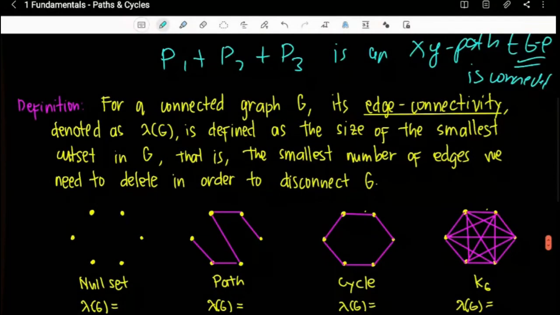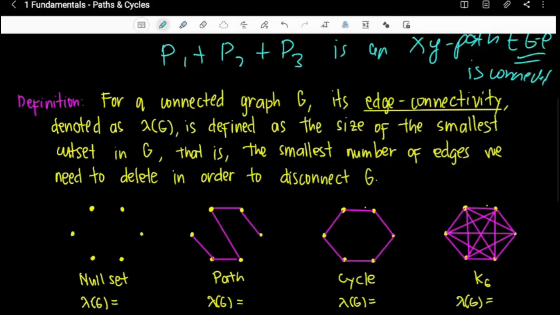Okay. So for a connected graph G, its edge connectivity denoted as lambda G is defined as the size of the smallest cut set in G. That is the smallest number of edges we need to delete in order to disconnect G. Okay. So, edge connectivity. Pag meron daw tayong graph, ang edge connectivity niya, parang i-describe niya kung gaano ka-connected ang graph through its edges. So, ang edge connectivity is denoted as lambda G.